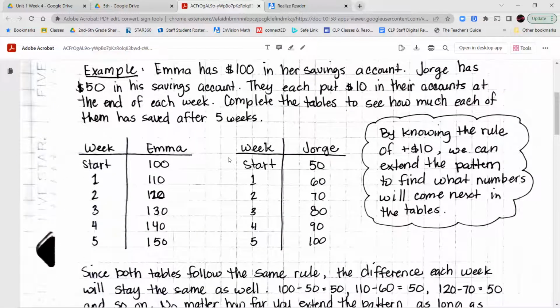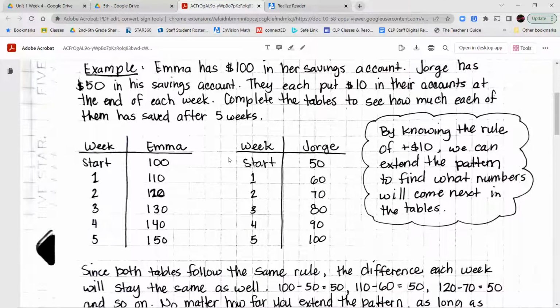It says Emma has $100 in her savings account. Jorge has $50 in his savings account. They each put $10 in their accounts at the end of each week. Complete the tables to see how much each of them have saved after 5 weeks. So here, I know that the rule is plus 10. So whatever their starting number is, plus 10 each week is going to give me their total week after week.